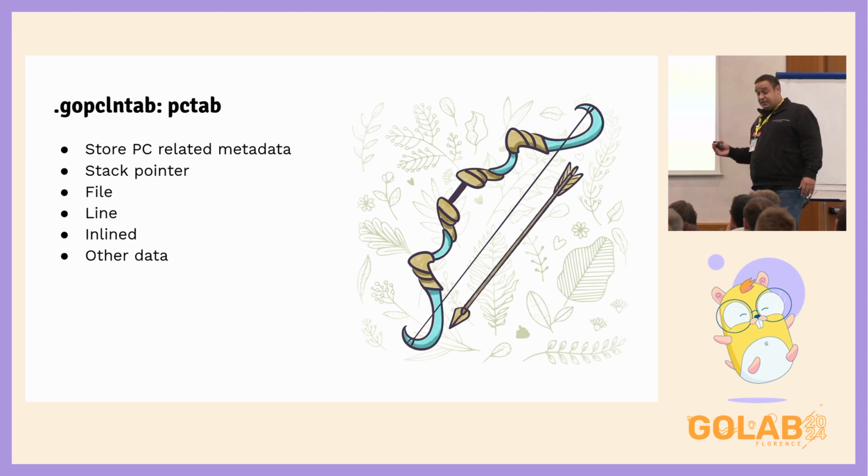And then we have the PC tab. The PC tab is going to contain program counter related data. If you have a program counter, you have program counter data always. The current program counter can give you information about the stack pointer, the file that is executing. It's not going to be the file name by itself. It's going to be a compilation unit index, the line number that is associated to it, whether it's inline or not, and other data that can be related to a program counter, like PC data.